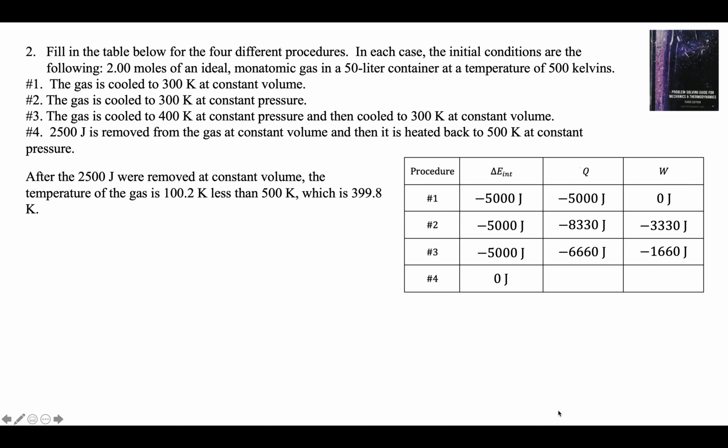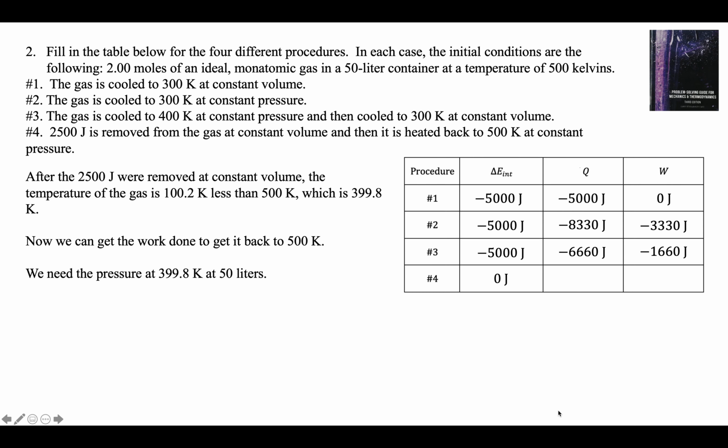Started at 500 kelvins, dropped by 100.2 kelvins. The temperature now is 399.8 kelvins, and the volume is the same, 50 liters, because this stage is constant volume. The second stage is heating it back to 500 at constant pressure. So now we're ready to tackle the second stage, but we need the pressure at the start of the second stage, which is constant during the whole stage. We know the volume is 50 liters, but the temperature is 399.8. So we need the pressure at this volume at this temperature, and we can use PV = nRT. And we get 133,000 newtons per square meter.